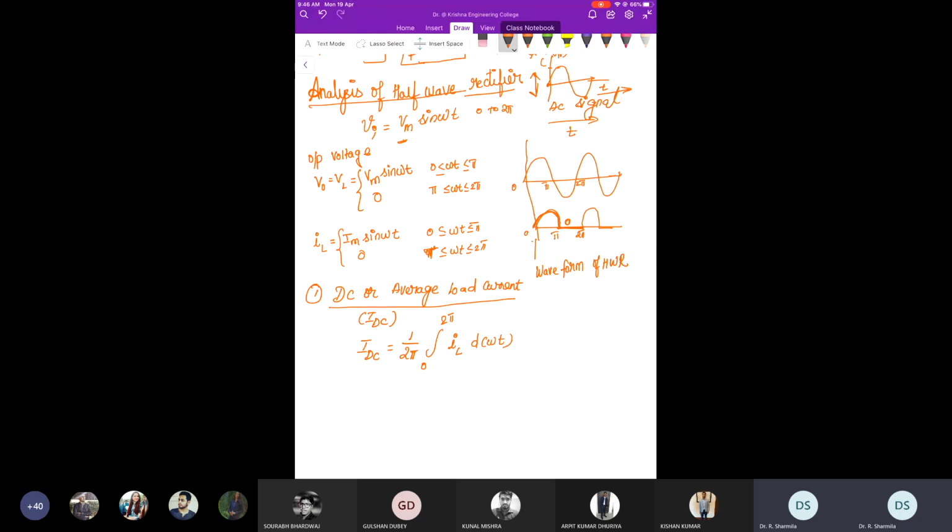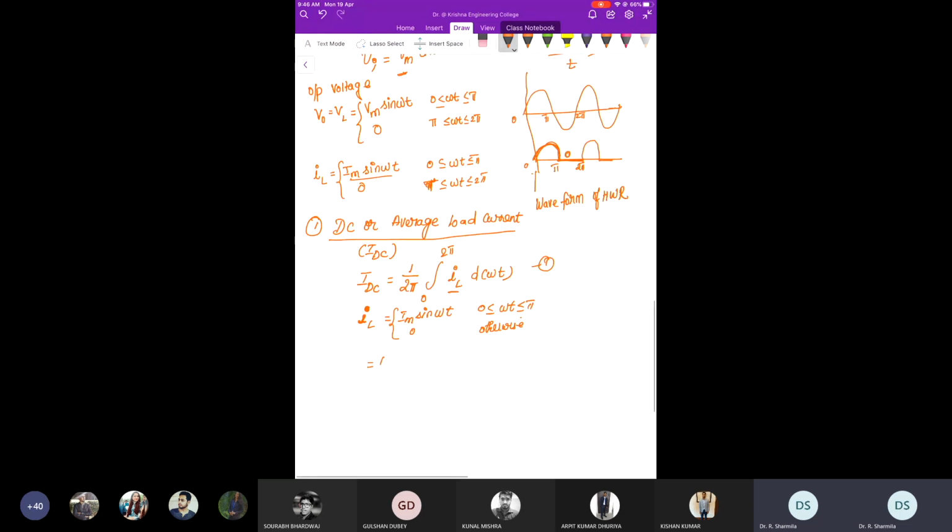Now I am going to measure the DC current. What formula do we use to measure the DC current? Generally 1 by 2 pi integral of 0 to 2 pi, IL d of omega t. Already I told you the value of IL. IL is equal to Im sin omega t for the interval 0 less than or equal to omega t less than or equal to pi, and 0 otherwise. Now just substitute the value of IL in this equation number 1.